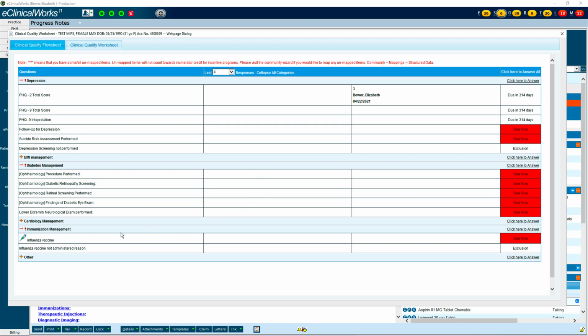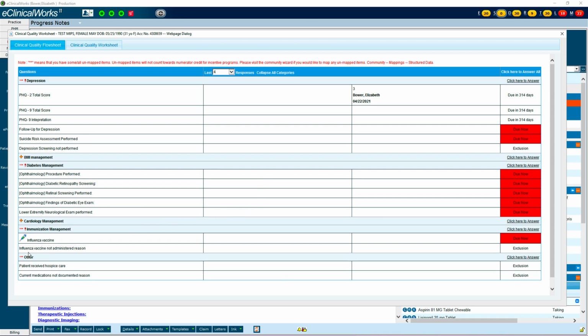If the patient is in hospice, this measure obviously does not count, and you're going to want to exclude any hospice patients down here at the very bottom of the clinical quality worksheet under Other.